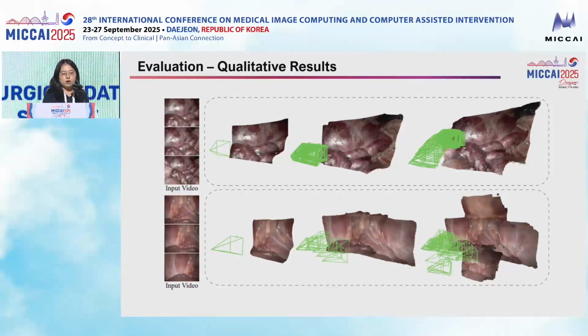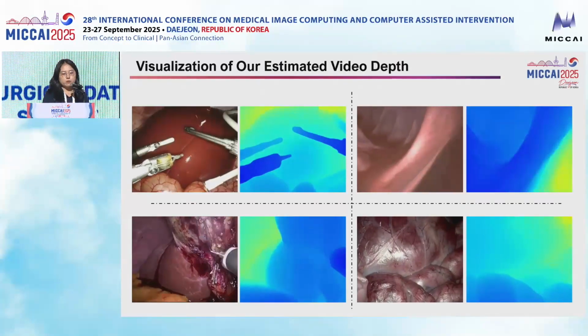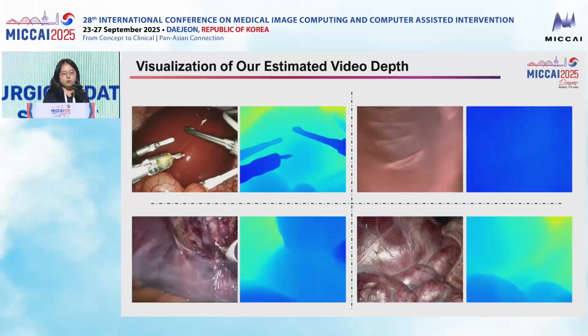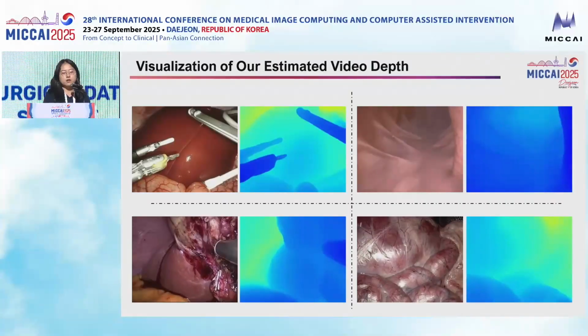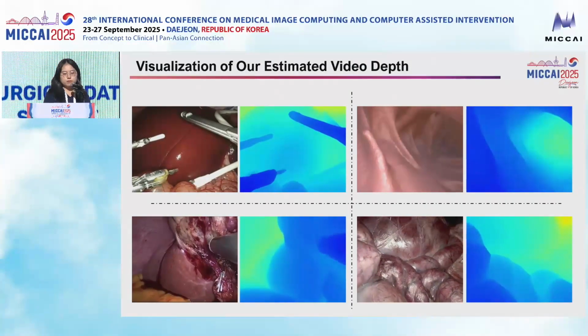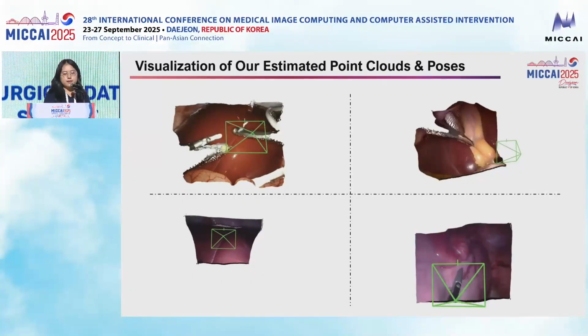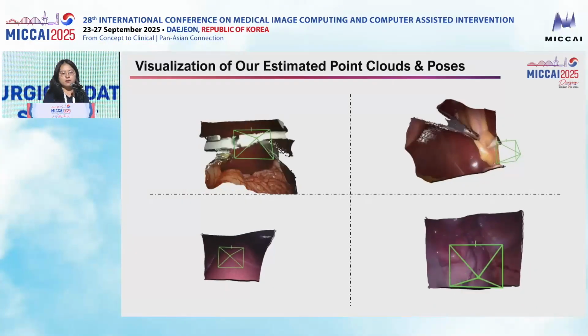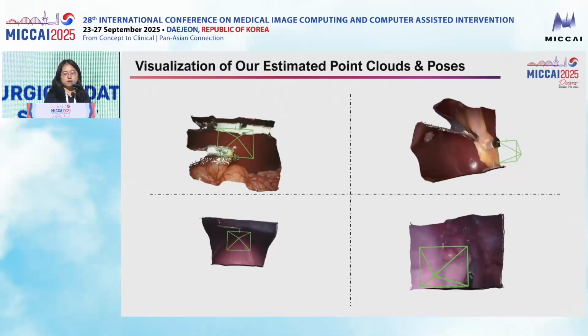So this is our qualitative results on the long-term reconstruction. We can also maintain a stable, 3D consistent reconstruction result here. And we also visualize our estimated video depth here to show smooth and fine-grained depths without any flicker or jump. And this is our visualized estimated point clouds and poses on the dynamic reconstruction.